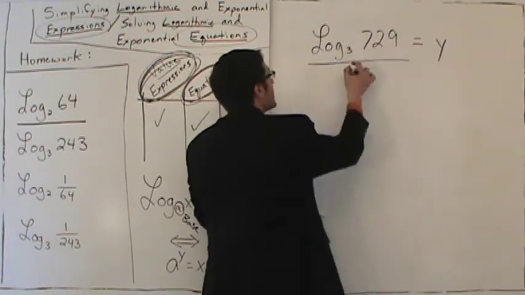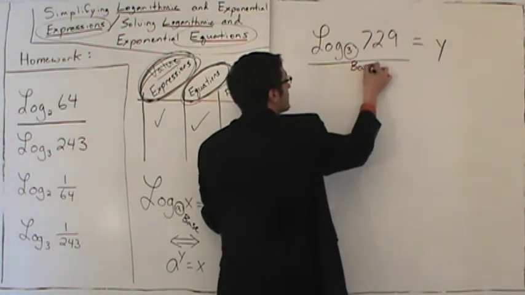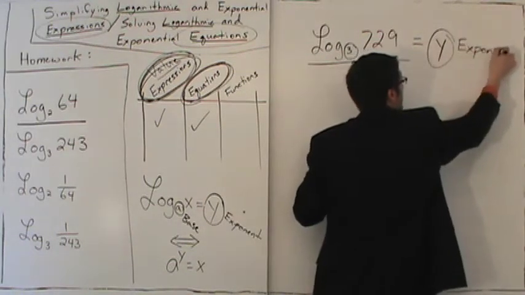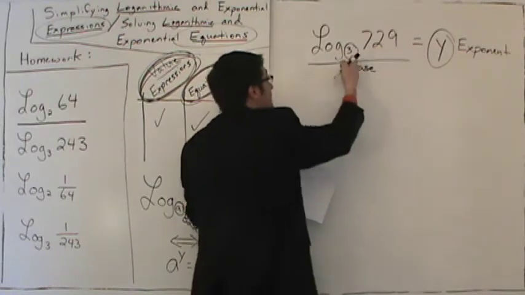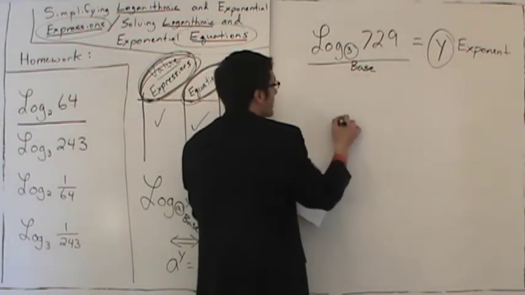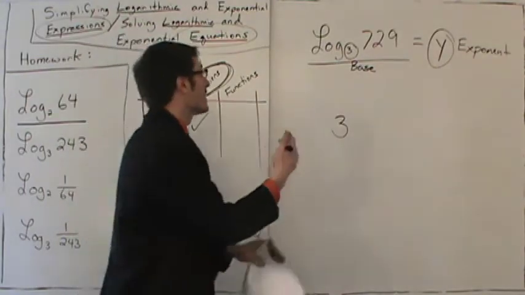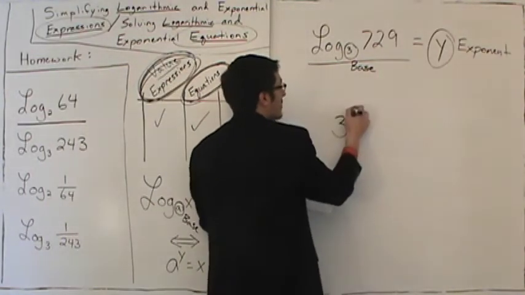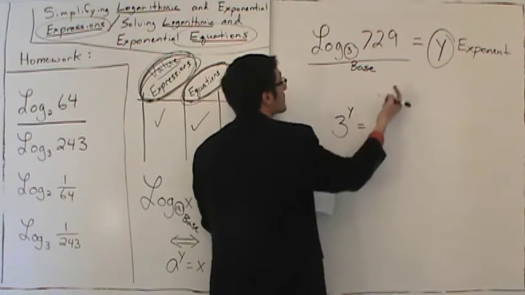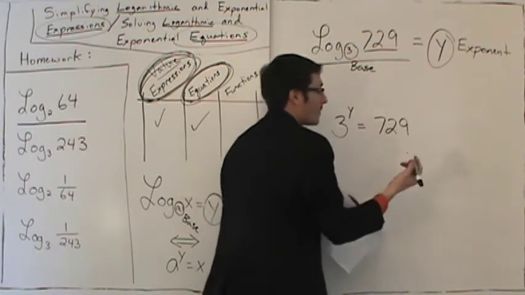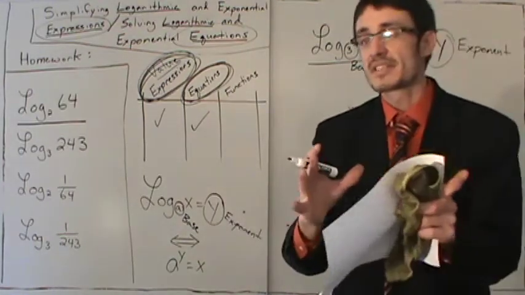Now, circle the 3. 3 is your base. Circle the y. y is your exponent. Okay? And we're going to rewrite this. The base 3 is written on the bottom, written much larger. And now your exponent is written very small. 3 to the y power is equal to what's left. It's 729.